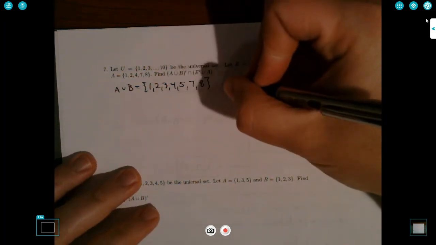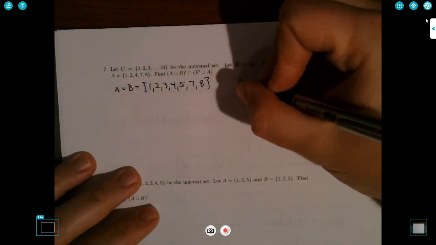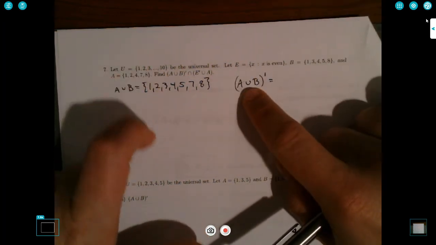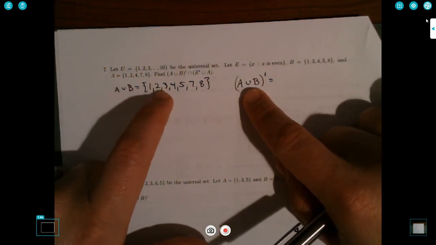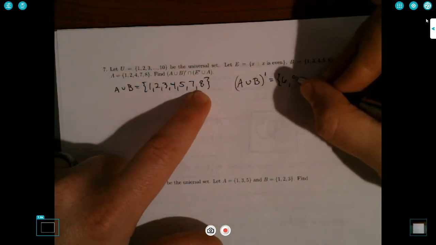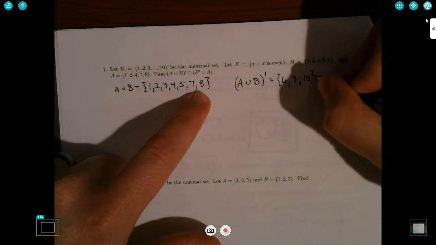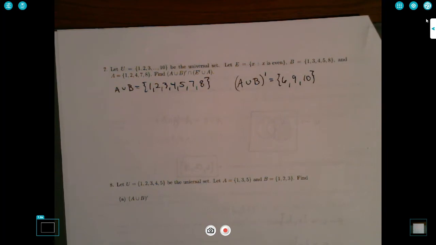So then that means A union B complement is going to be all the stuff in the universal set that's not in A union B. So 1, 2, 3, 4, 5, 6. We're missing 6. 7 and 8. We're missing 9. And we're missing 10. So there's A union B complement. Okay, so that takes care of that.